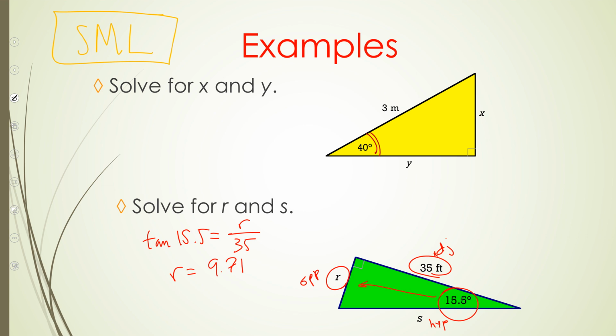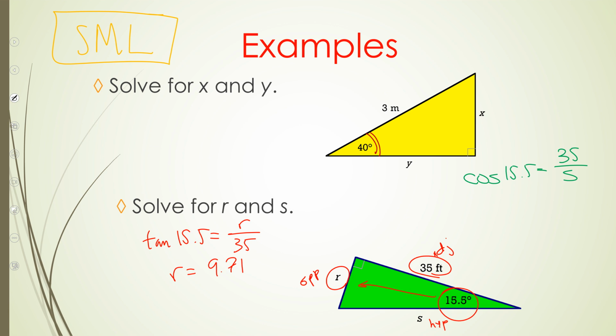Cosine. Then it becomes a matter of plug and chug. Cosine of 15.5 is equal to 35 over S or S over 35? Beautiful. Okay. Let's talk about solving this, because there's two approaches to it. One is the traditional proper algebra way to solve it. I don't care about that at all. I'm going to show you a trick that'll save you a lot of hassles.